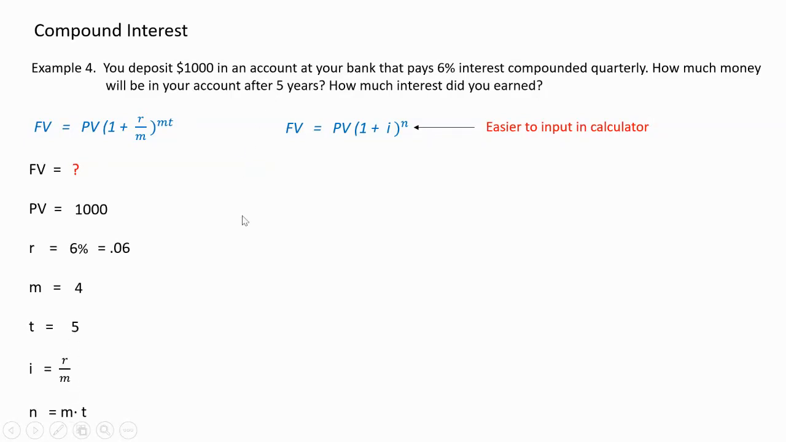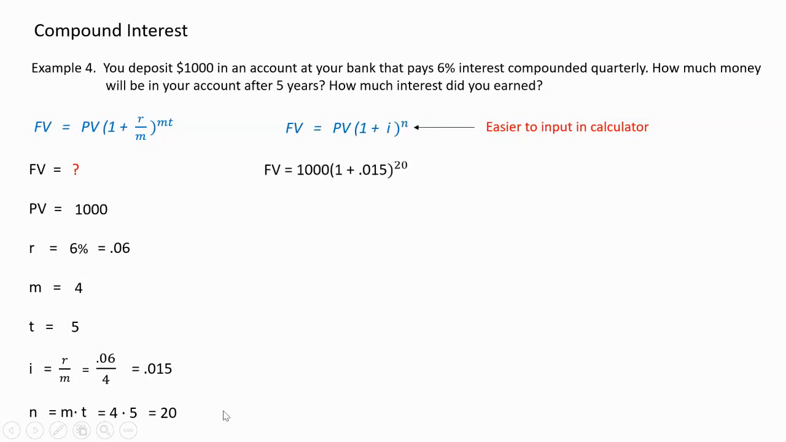The time is 5. Now, for the formula on the right, it's easier to input in the calculator. So we know that the I is equal to R divided by M. My R is 0.06 and my M is 4. So we plug into the calculator and it's going to give us something like 0.015. Now the N is the M times T. The M is 4 and the T is 5, so it's going to give us 20.